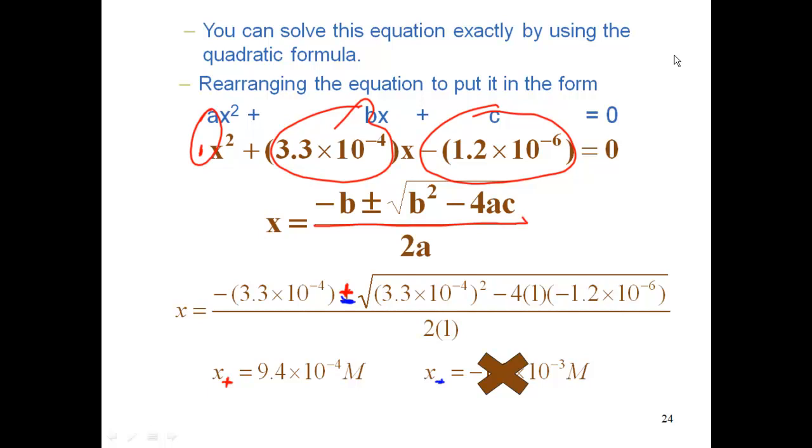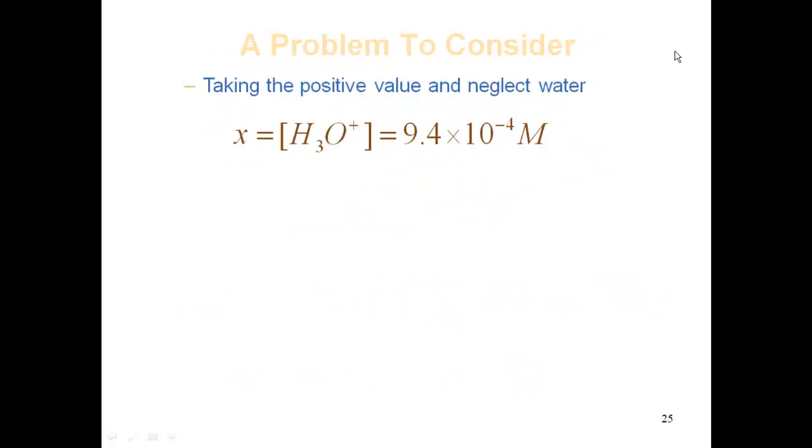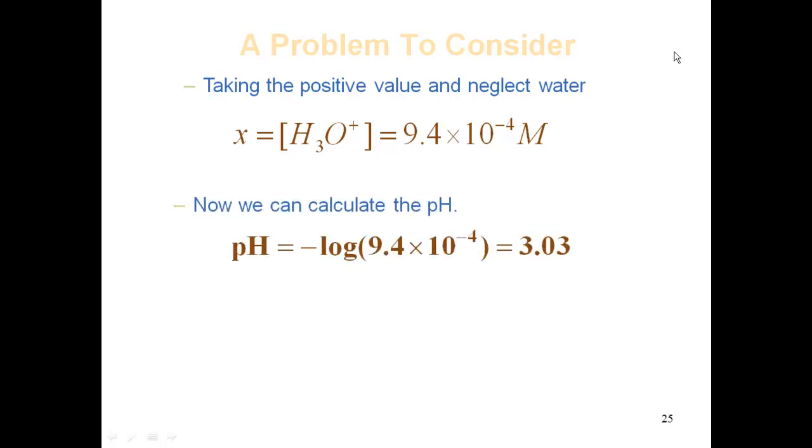So, next question: what does X represent in this problem? Since I'm talking about an acid and I form hydronium ion, X represents hydronium ion. So X equals hydronium ion, which is 9.4 times 10 to the negative 4th molarity. I want to calculate pH, so that's negative log of my hydronium, which is 3.03. Remember sig figs, 2 sig figs. I got 2 digits past the decimal.